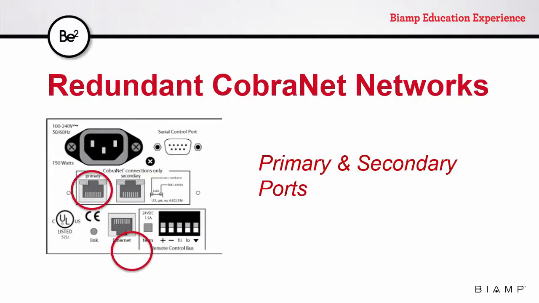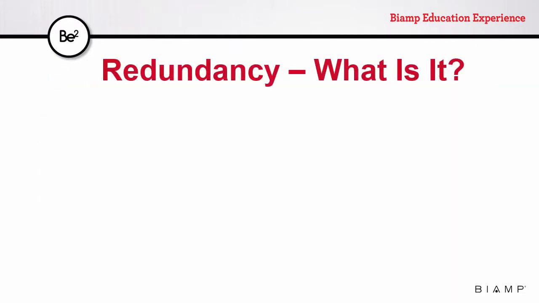You'll notice there are 2 CobraNet ports on the back of an AudioFlex, one labeled primary and one labeled secondary. You will want to be sure that the primary port is the one being used unless a redundant network is also present. A redundant network would take over in the case of a failure in the primary. Let's take a look at what this means.